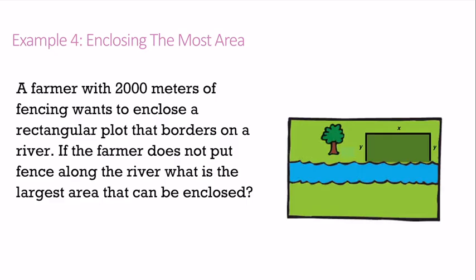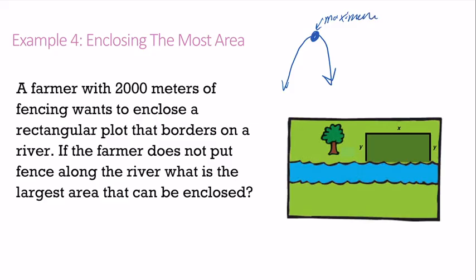So we have 2 more examples. Example 4 is enclosing the most area. This is an example of a problem where we're trying to maximize the area. And when I think about parabolas that have a negative leading coefficient, that are sad parabolas, those have a maximum point.